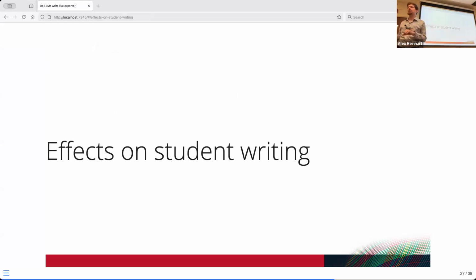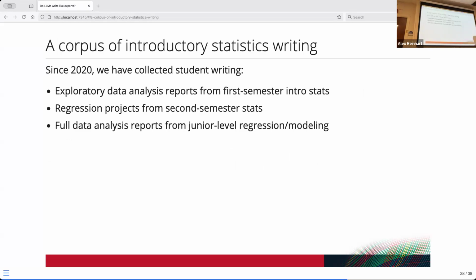So what's the effect of all of this then? LLMs write differently. We tried it in statistics. They also write differently in statistics. So what happens with student writing? Since 2020, we've been collecting student writing in our courses in the statistics department. This was originally for a different purpose. Our English department is interested in how students learn to write over time and the progression. But we fortunately started collecting this before LLMs.